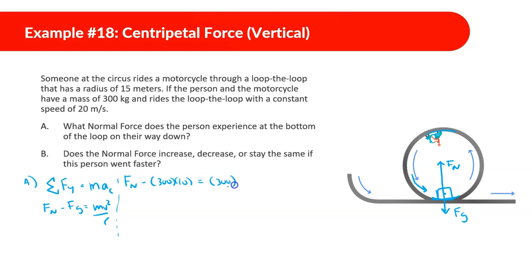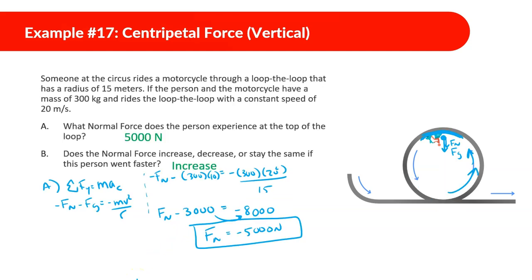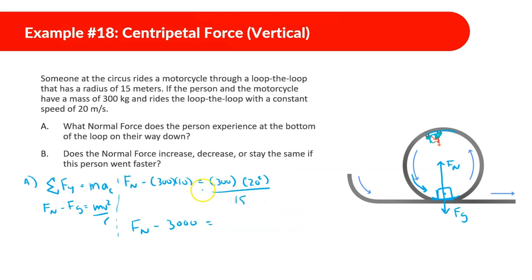It's going to be 300 v squared, which is 20 squared, divided by r, which is 15. So we just kind of did this already, but some things are a little bit different. We have 3,000, and I know from last time that was negative 8,000. This time it's not a negative, it's a positive, so I know that this is just going to be 8,000. Bring this to the other side, and I see the force normal is going to be equal to 11,000 newtons.